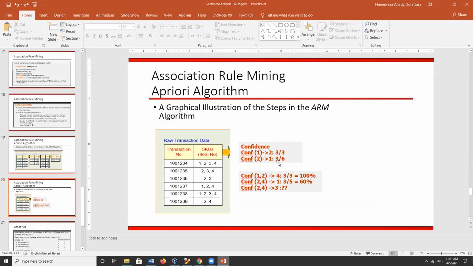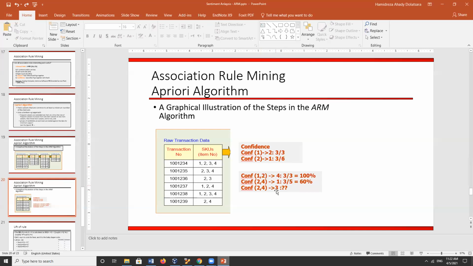Confidence of B implies A, confidence of 2 implies 1. So how many times 1 and 2 repeated together? Again, first, fourth, and fifth. 3. How many times 2 repeated? In all of them. So confidence of 2 implies 1 is just 3 divided by 6.